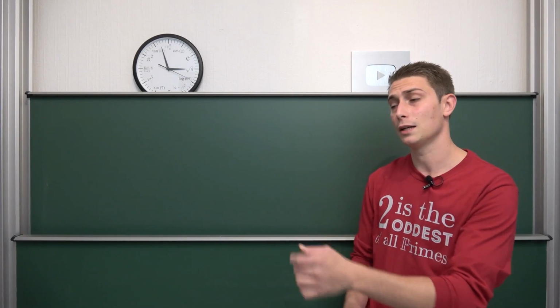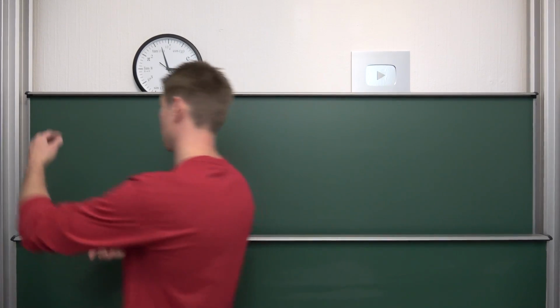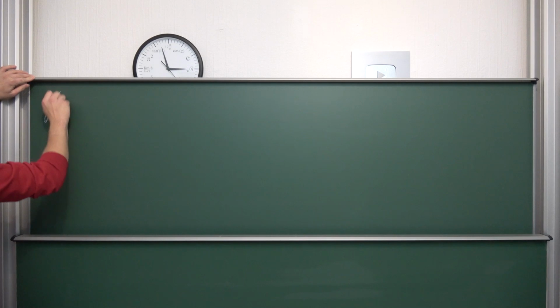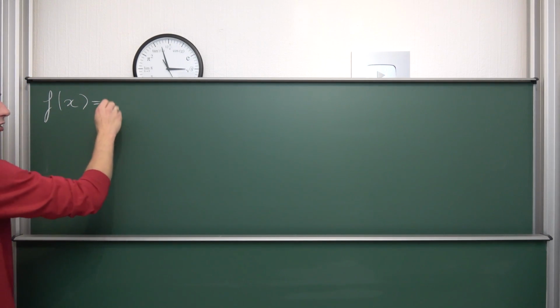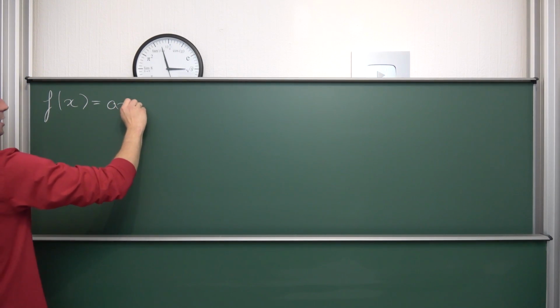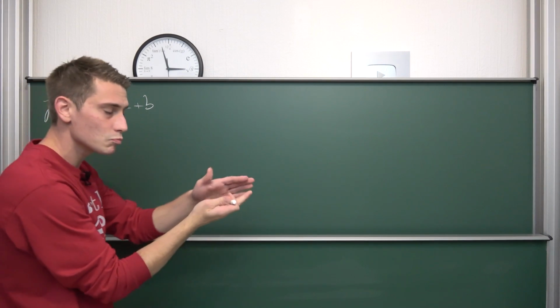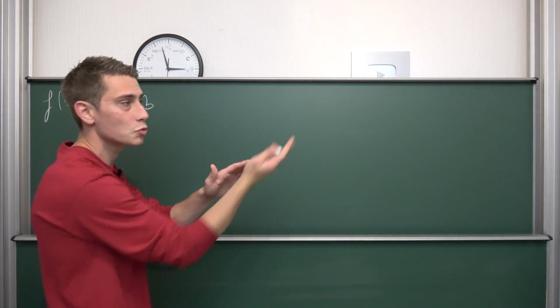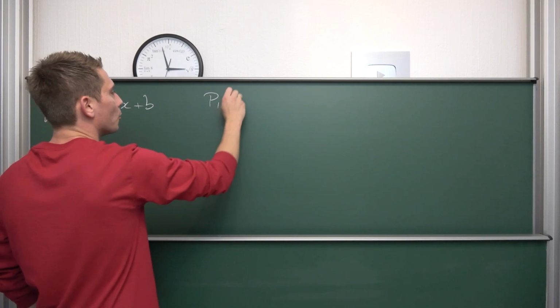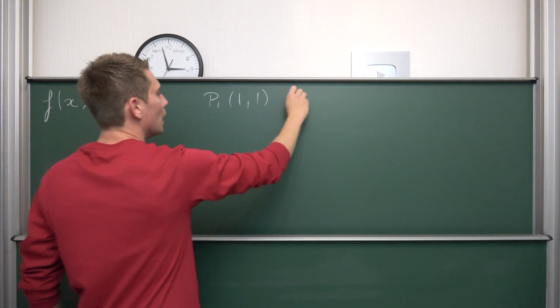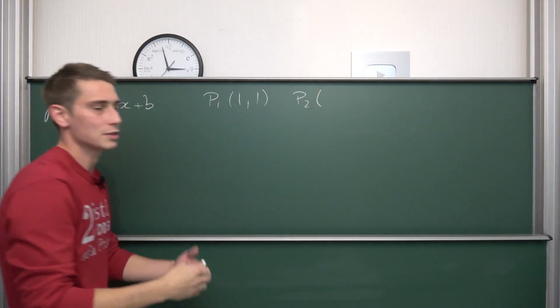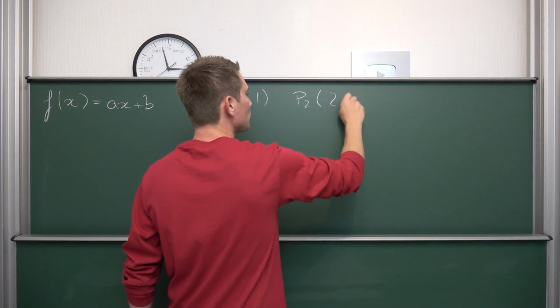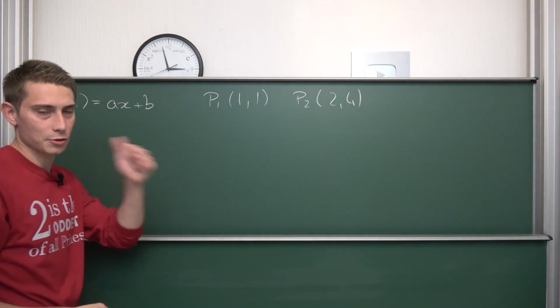Now we are going to dive right in. Let's say we have a certain exercise given. The exercise says we have a generalized linear function f of x equal to a times x plus b, and the graph of this function goes right through 2 points. Let's say point 1 is (1, 1), and point 2 is (2, 4). And now I'm going to present you the first method.